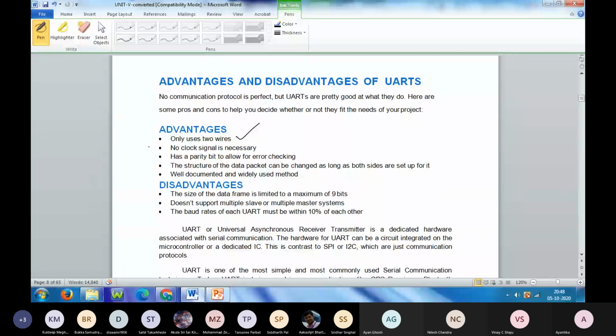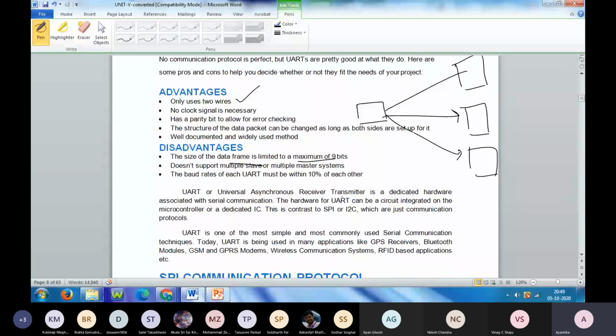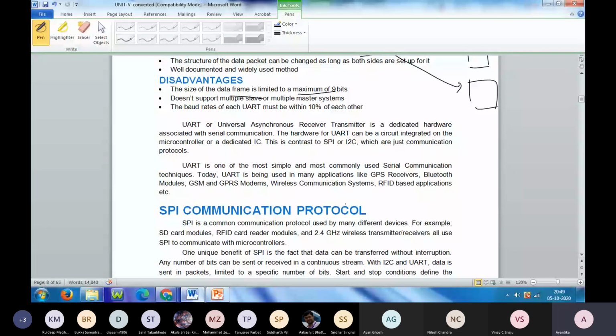What is the disadvantage? The size of the data frame is limited to 9 bits. But the major one is, think about a complex scenario where you have one master sending multiple data to multiple slaves. In such a scenario, UART communication is not very suitable. For that master-slave scenario, where one is initiating the communication and the other is receiving, and there are possibly multiple slaves, we will see the next protocol. So UART, though very simple and very important, is very limited in terms of application.